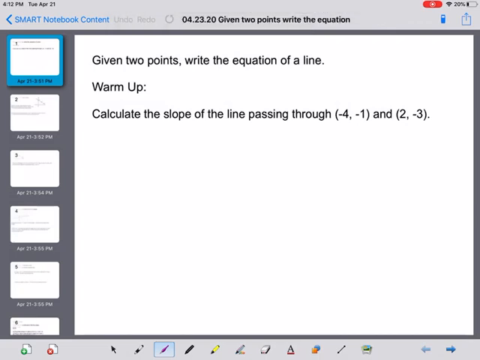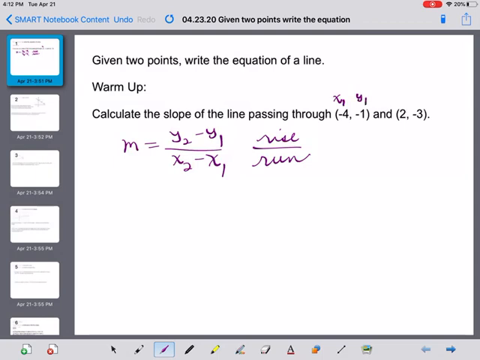So as a warm-up, let's calculate the slope of the line passing through these 2 points. You can pause the video, give it a try, and then check your answer. So the slope formula is m equals the change in y over the change in x. Remember, that's the same thing as the rise over the run, the change in the vertical direction over the change in the horizontal. And we have x1, y1, x2, y2.